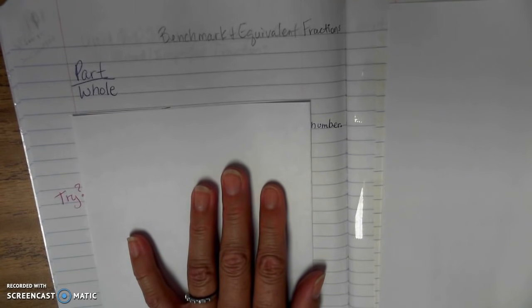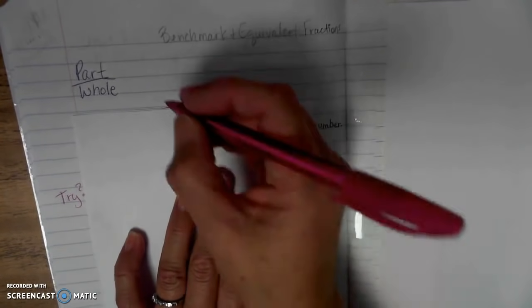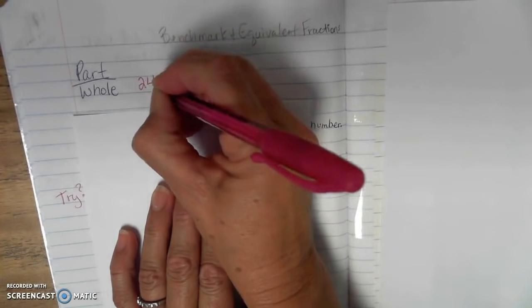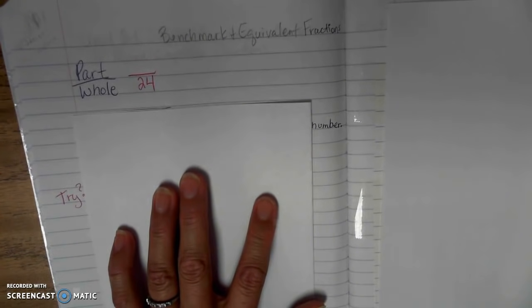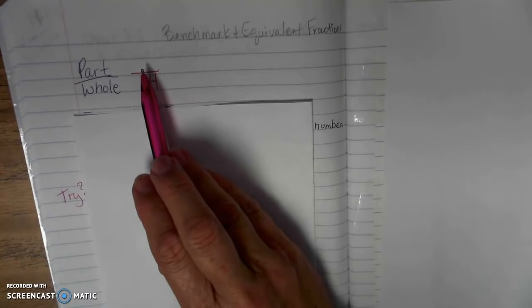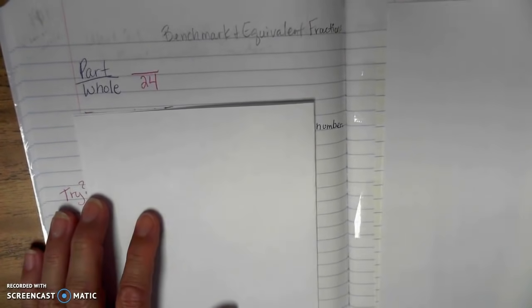So let's take a look at your class. If you have 24 students in your class, 24 would be talking about the what? The whole. That's my total number of students in my class. Okay. And let's say we were talking about ice cream flavors. Ooh, I love mint chocolate chip. So if I had 16 out of my 24 that liked mint chocolate chip, where would that 16 go? That would be your numerator, or the part.